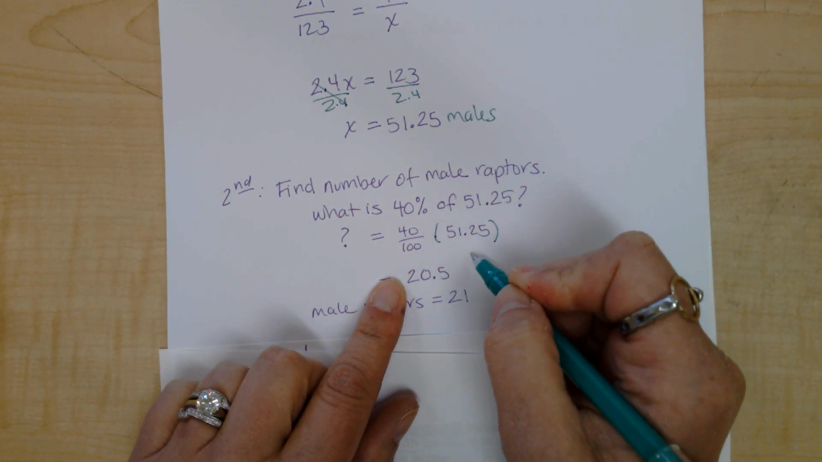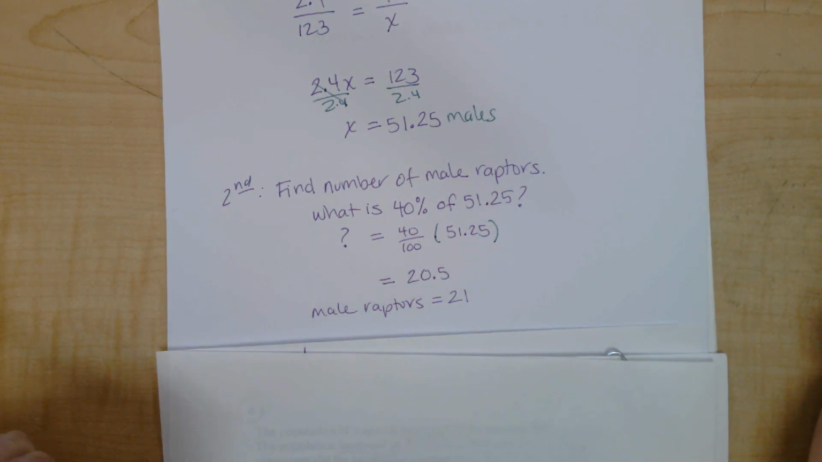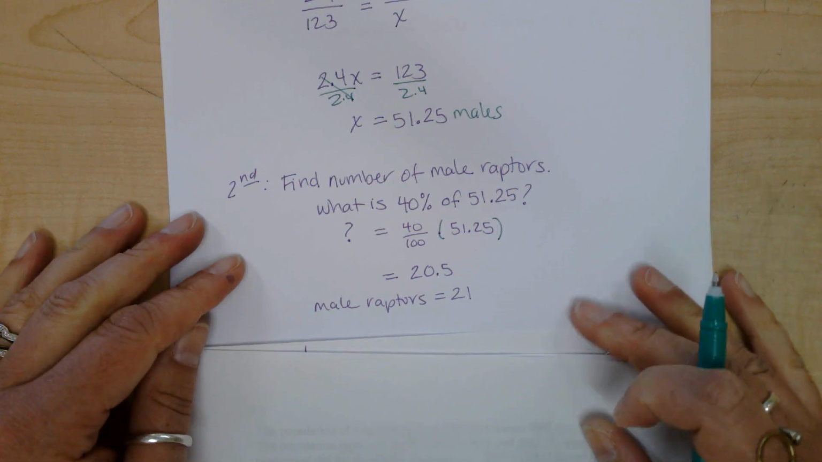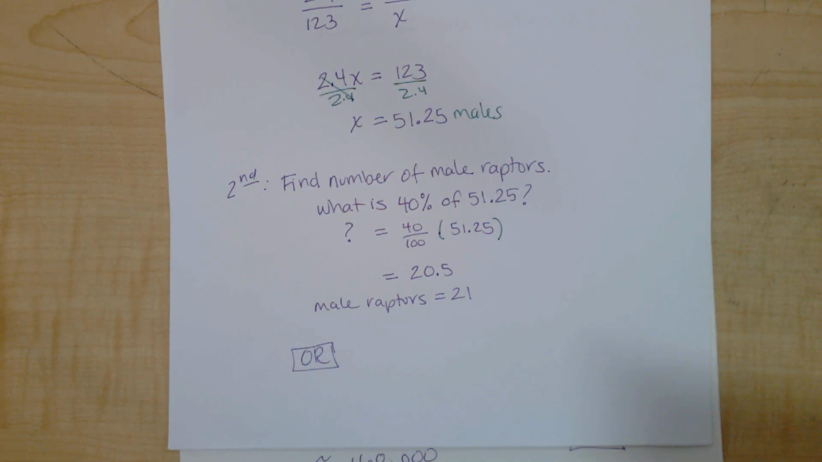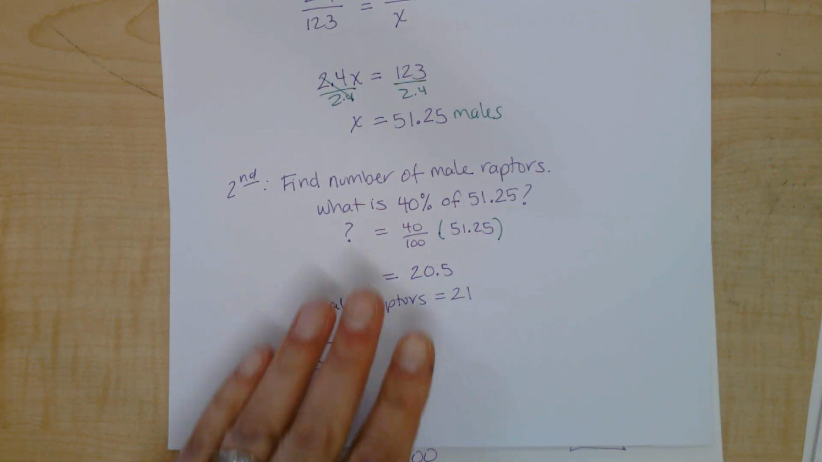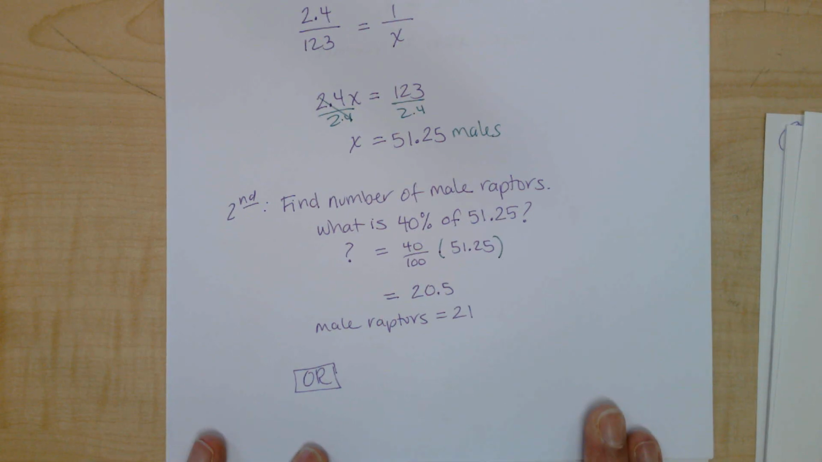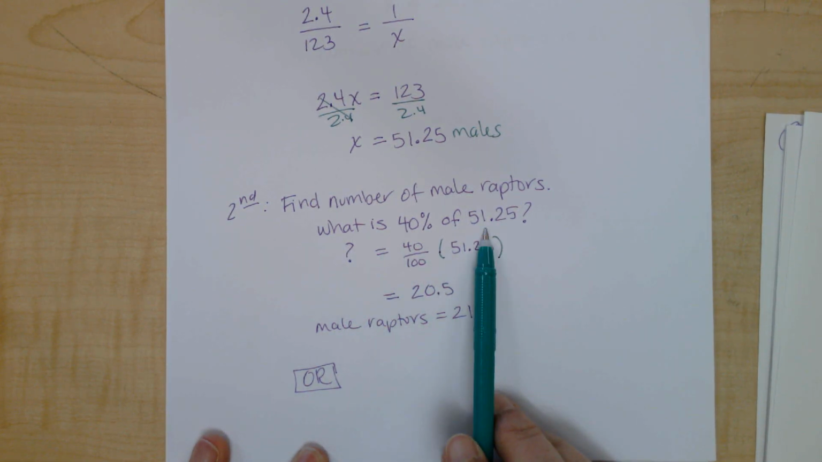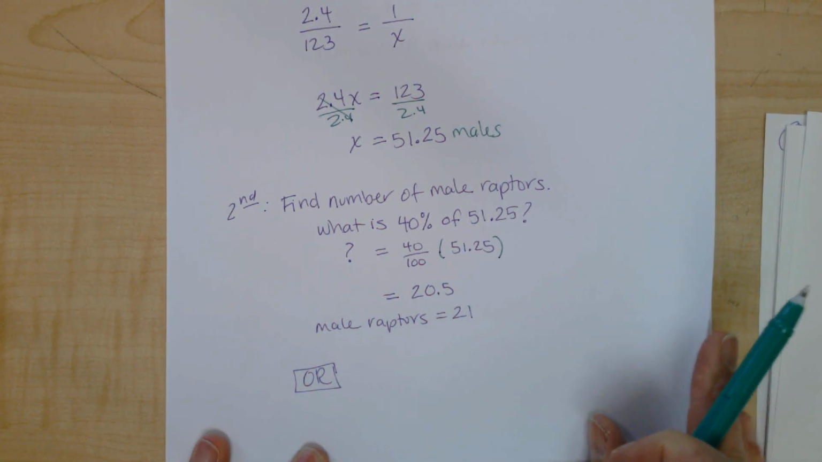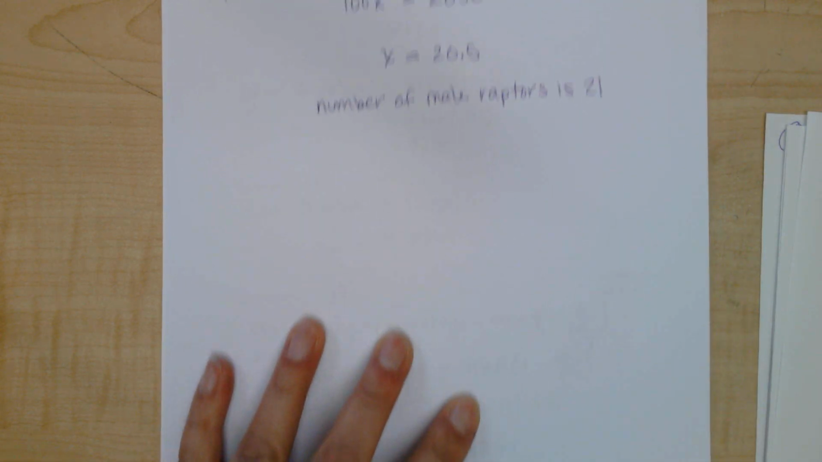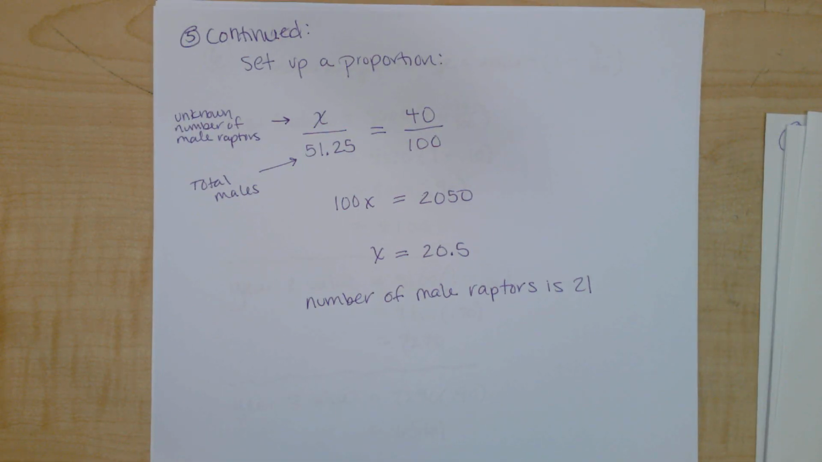So it would be 0.4 times 51.25, so 20.5. So male raptors is 21. Now I have an "or." I do have an "or." So I just set up the equation here. Male raptors are 21. Or a lot of people like setting up proportions, so we could set up a proportion.